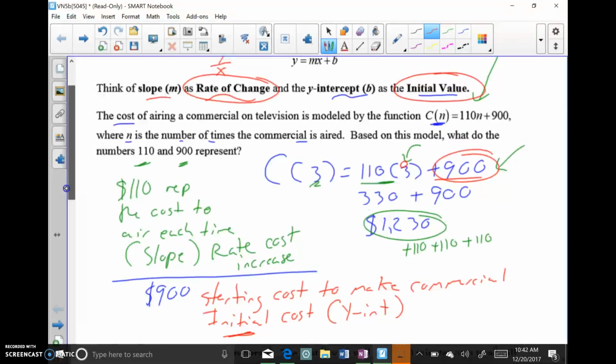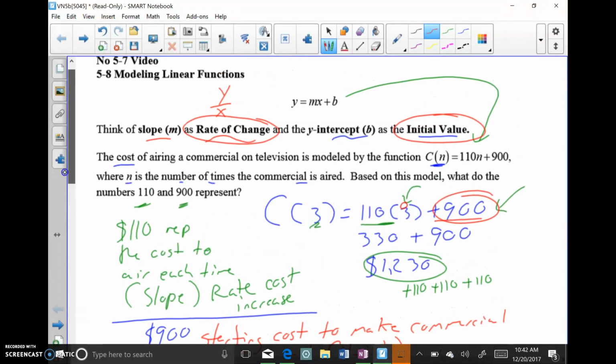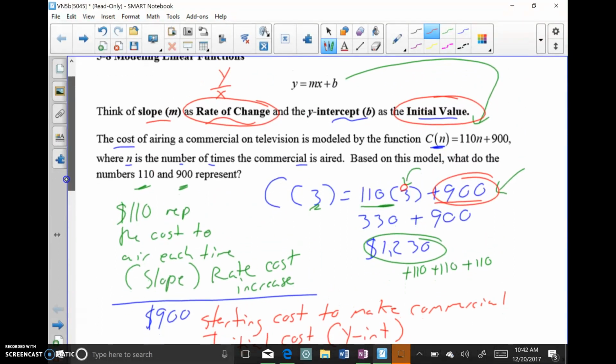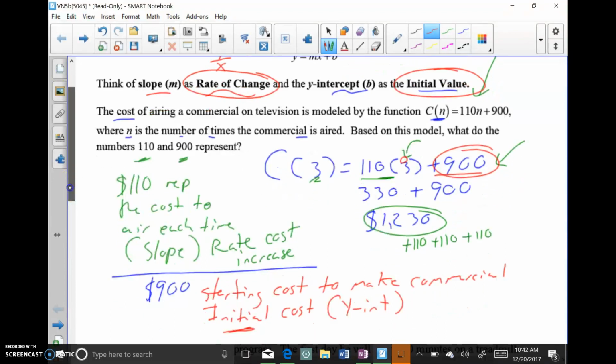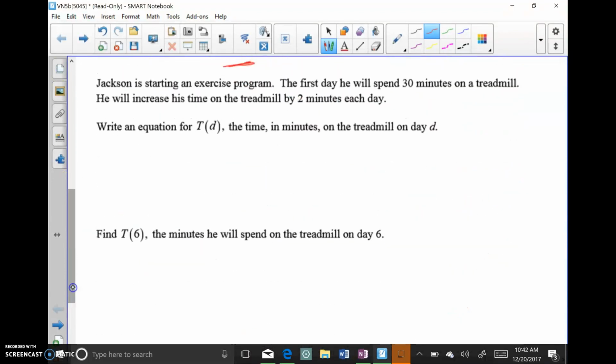So this is basically it. This is what modeling linear functions is. It's taking a look at a linear equation, y equals mx plus b, but in the context of a real world problem, and understanding that slope is rate of change and what that means in the context of the problem, and the same for y-intercept. So here, instead of giving an equation, we want to create one.